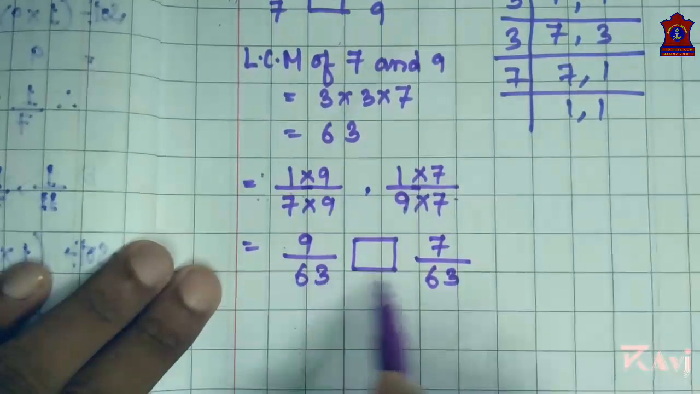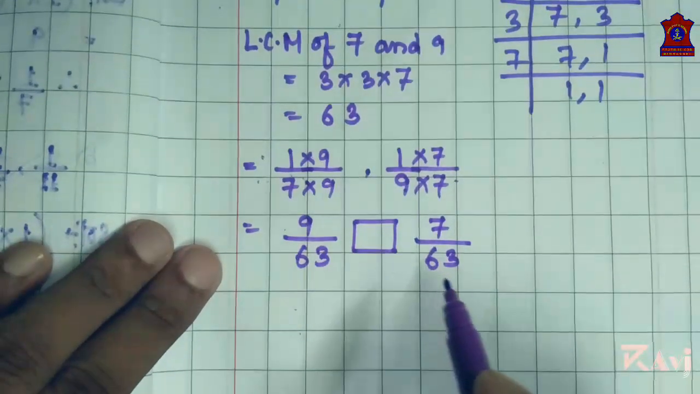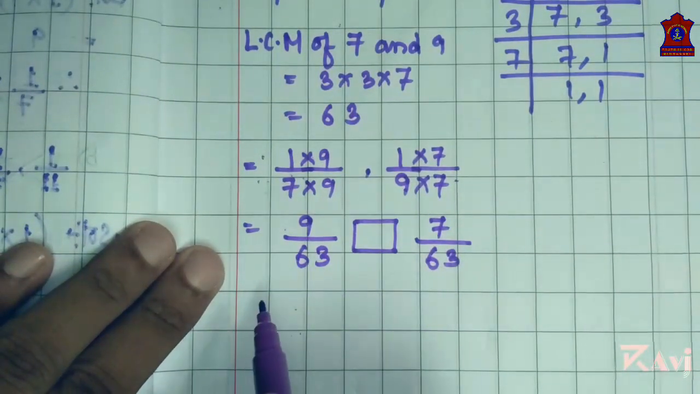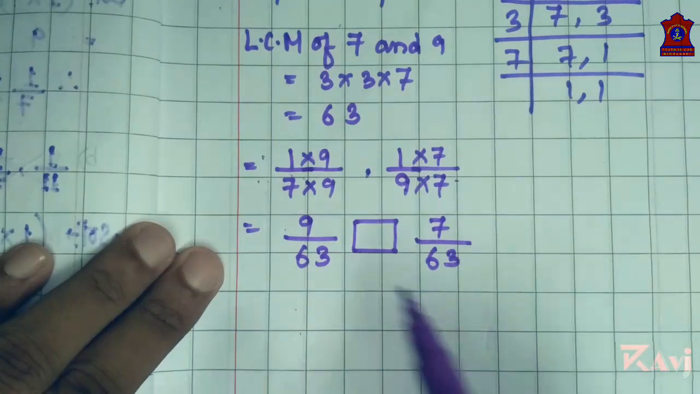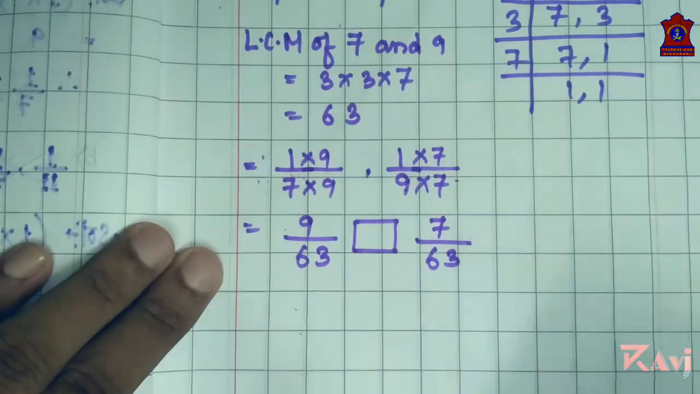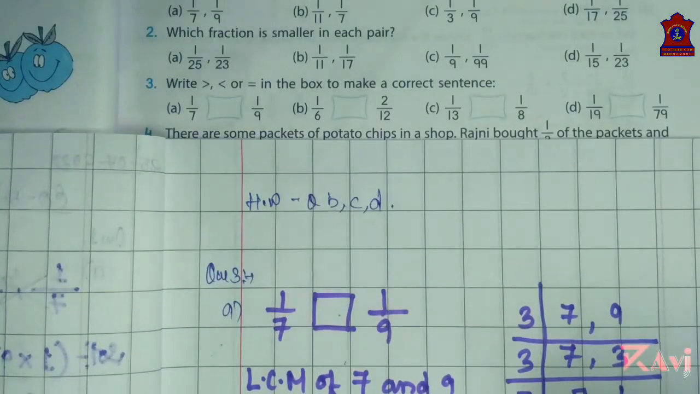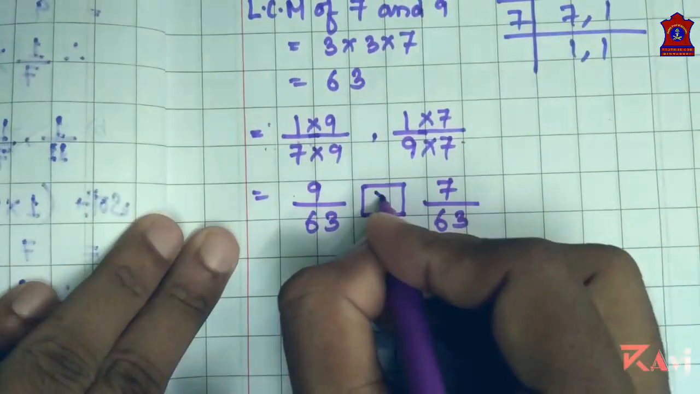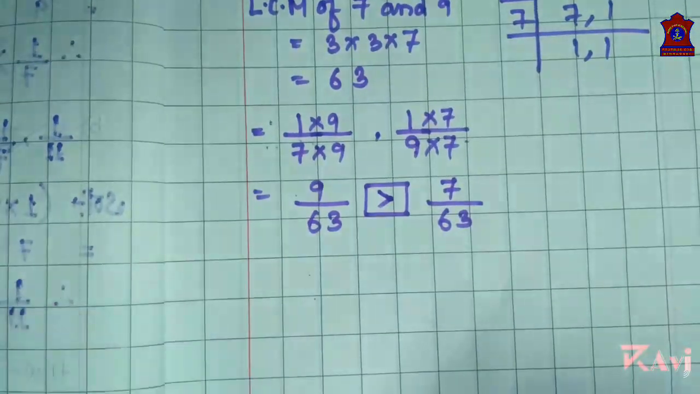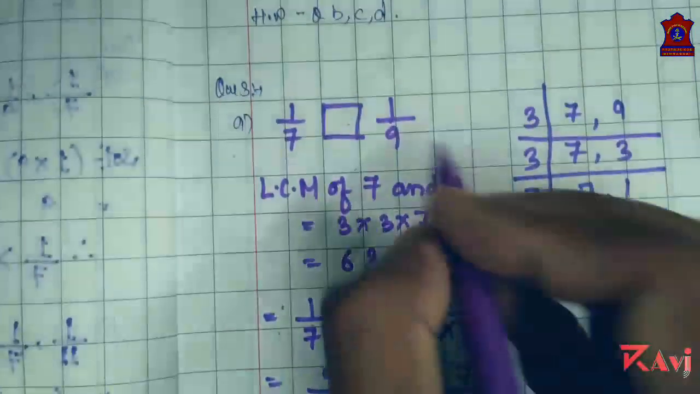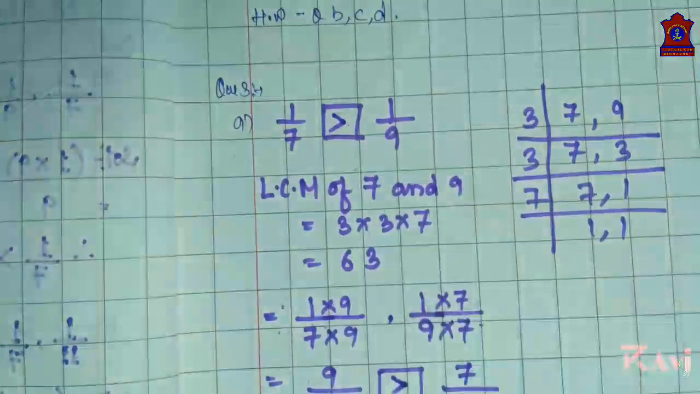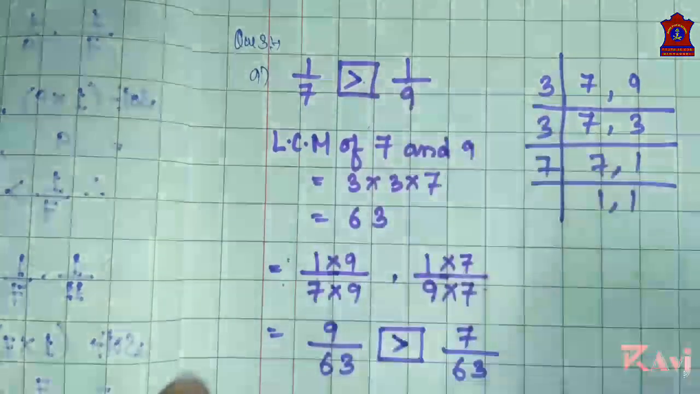Now look at both the denominators. Now both the denominators are equal. When the denominators are same, you can see that the numerator which is having the greater value is the greater fractional number. So what you will be doing? You will be putting a greater sign here. So similarly you have to put here also. Clear? Understood? At last you have to put it here. Understood or not?